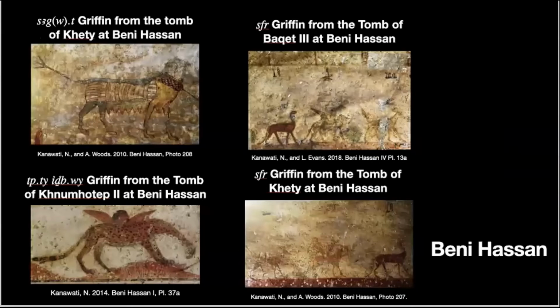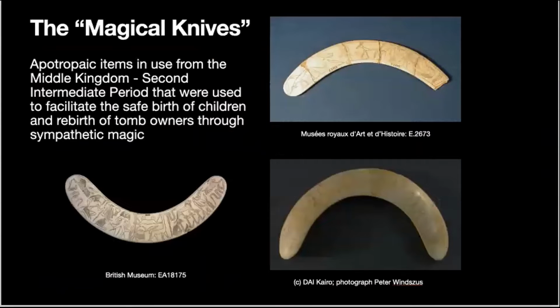So moving on, the rest of the griffins found in the Middle Kingdom elite tombs are located at Beni Hassan. However, to talk about them sensibly, we first need to look at a series of contemporaneous artifacts, often referred to as magical knives, though they're also called ivory wands or tusks. And so here are a few here. These are found in Egypt during the Middle Kingdom and Second Intermediate Period, and they serve two very related functions. The first was to aid childbirth, as indicated by inscriptions that have been found on some of them. And the second was to aid the rebirth of the tomb owner in the afterlife. And this is when they're found in the funerary context, where we get most of them from.